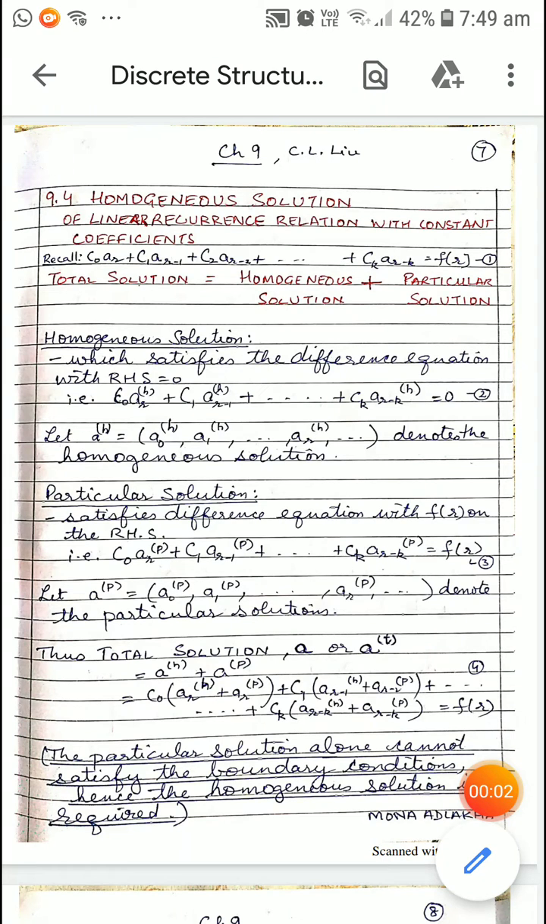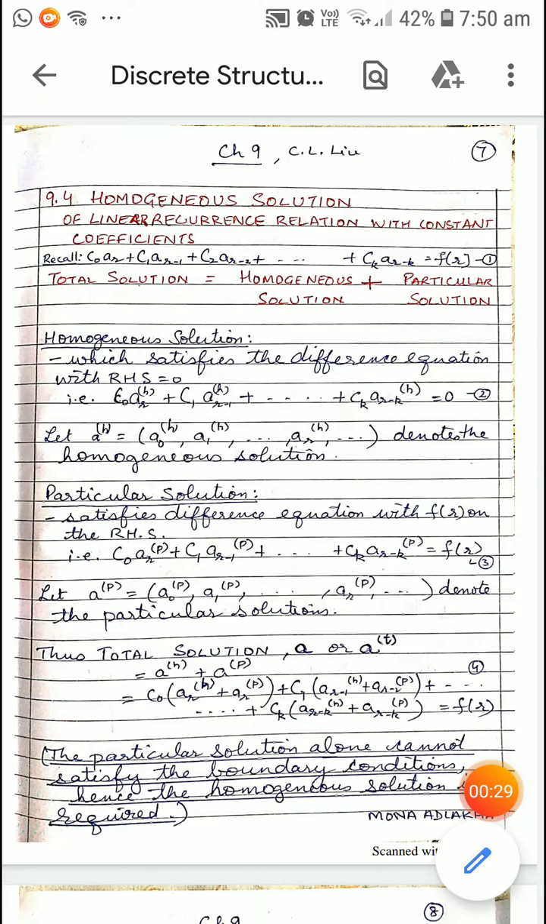Hello everyone. This is in continuation to part 1 of recurrence relation. This is chapter 9 of C.L. Liu. I hope you have understood the concept of what recurrence relations are, and how to identify linear recurrence relations with constant coefficients, and also find the order of the linear recurrence relation.